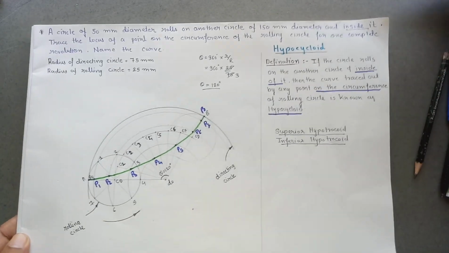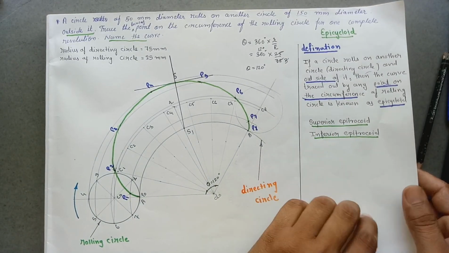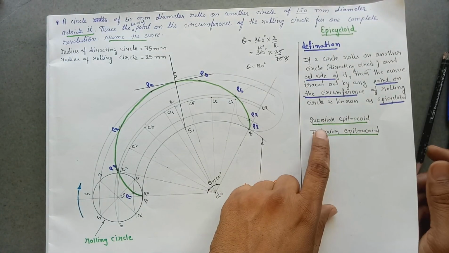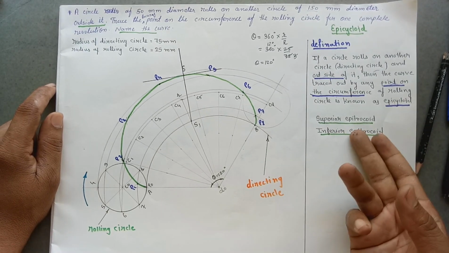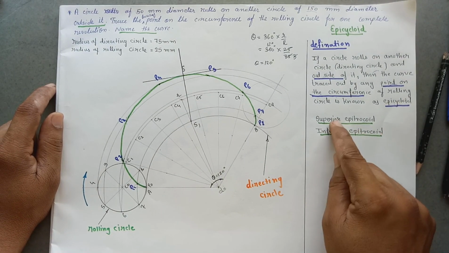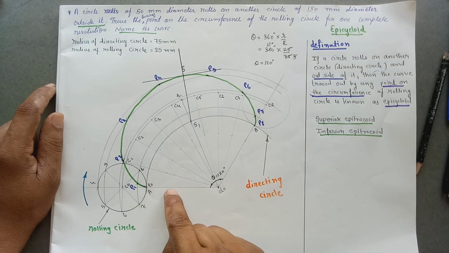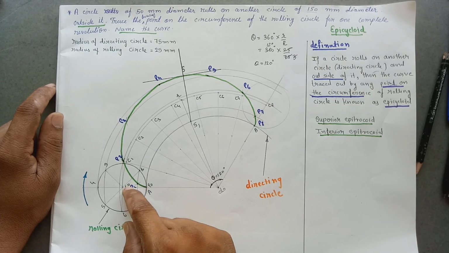Now today's task is to draw the superior epitrochoid, inferior epitrochoid, superior hypotrochoid, inferior hypotrochoid. This is your task to find out the way to draw the superior epitrochoid and inferior epitrochoid. You just have to take the point outside the rolling circle for the superior epitrochoid, and for the inferior epitrochoid you have to take the point inside the rolling circle.